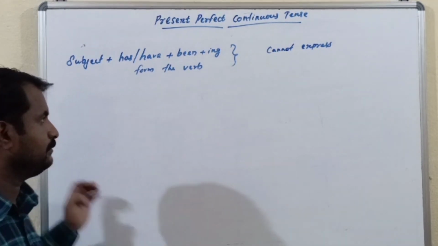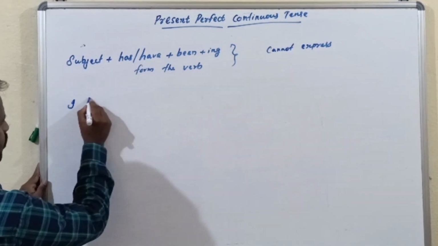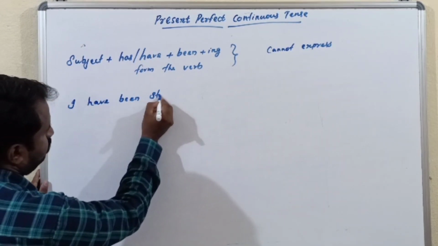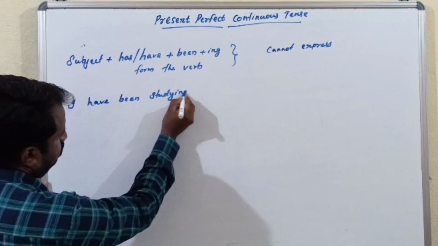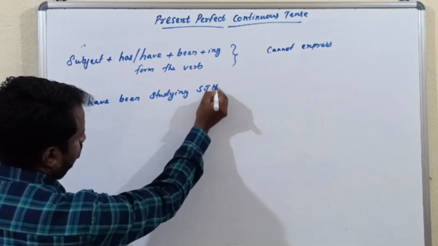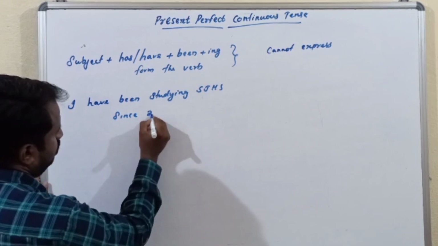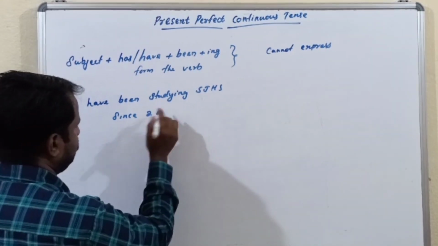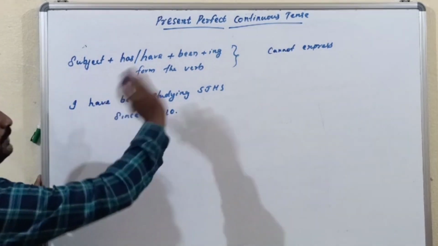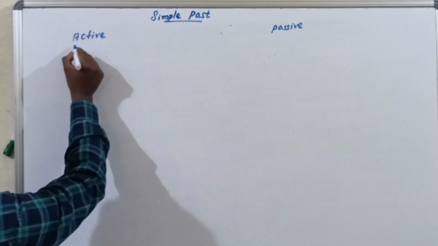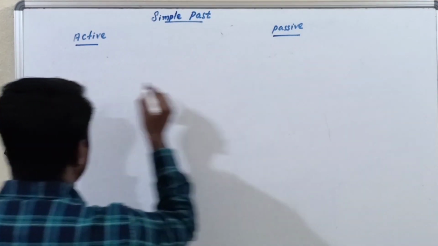A sentence we have, for example: I have been studying in ISJHS since 2010. So it cannot be expressed in passive. Simple past: let us write the active and passive form.